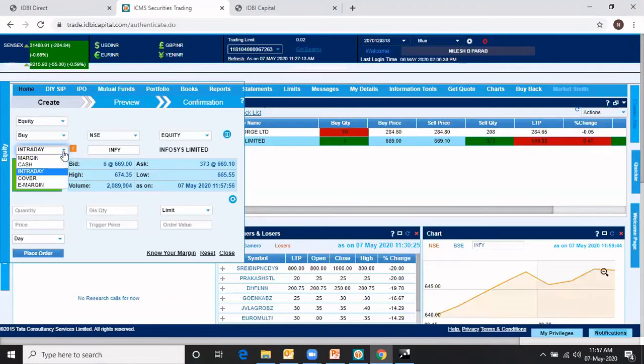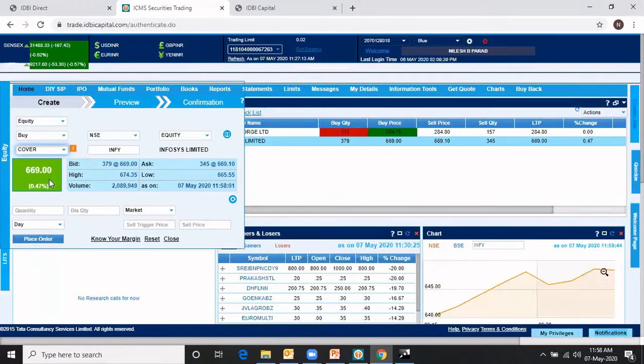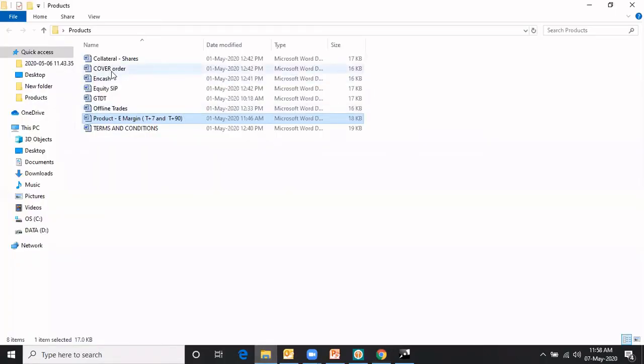Now coming to the third product, that is cover. Now what is a cover order? A cover order is an intraday product. First of all, let me tell you how a cover order is utilized to get a higher exposure. I'll explain it with the product details. We have a cover order system.